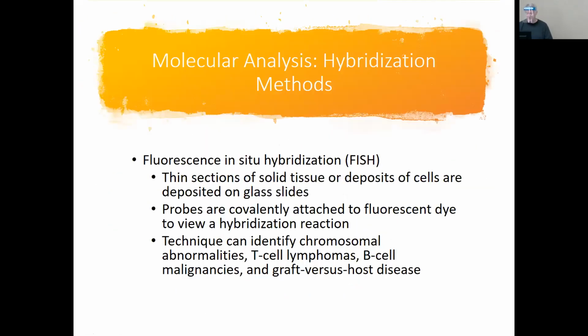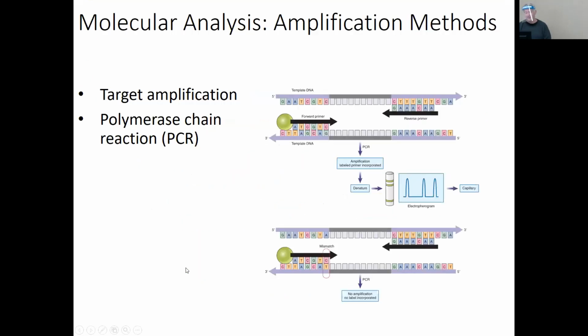Anyway, review then for fluorescent in situ hybridization. That's what FISH stands for. Sections of solid tissue or deposits of cells are placed on a glass slide. Probes are covalently attached to fluorescent dye. Okay, and the technique can identify chromosome abnormalities, which we've already talked about.